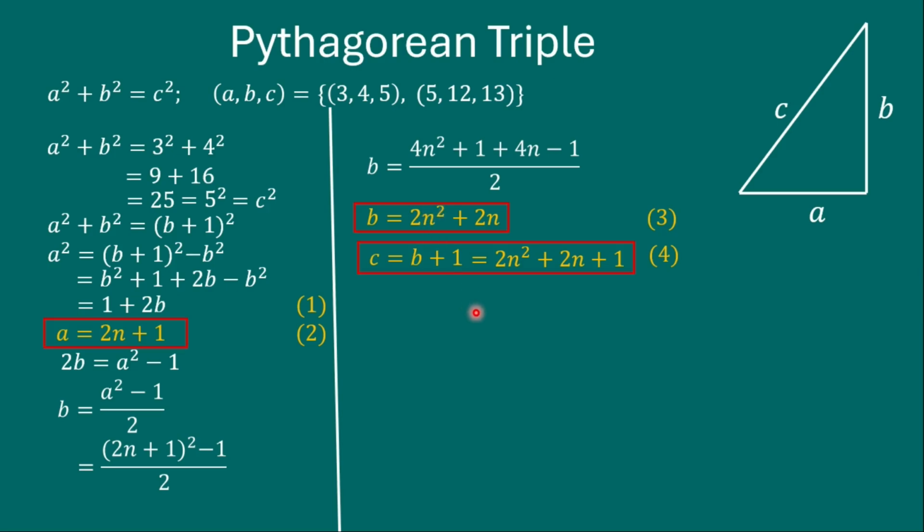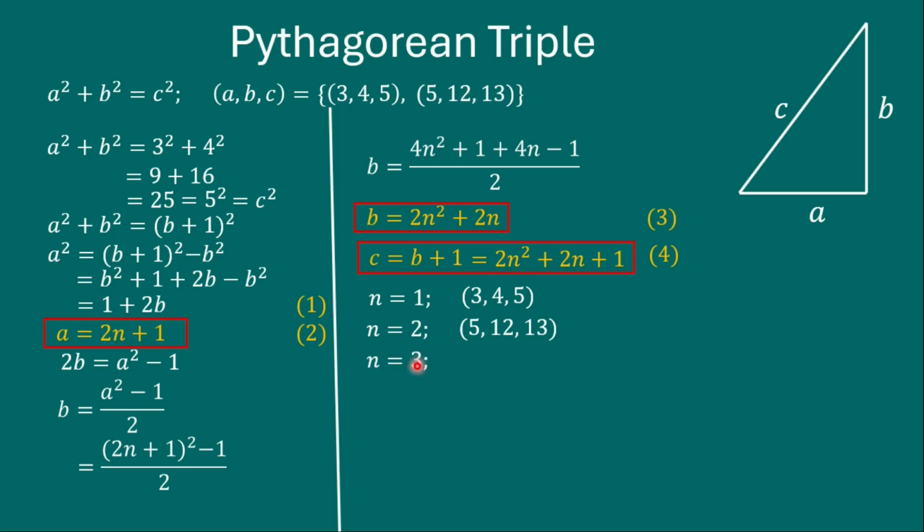For example, for n equal to 1, here I can write 2 times 1 plus 1, this would give me 3, and this would give me 2 plus 2, which is 4, and 4 plus 1 is 5. So I get 3, 4, 5, a Pythagorean triple. And for n equal to 2, this would become 2 times 2 is 4, and this would give me 5, and this would give me 12, and then 12 plus 1 is equal to 13. So it is this one Pythagorean triple.